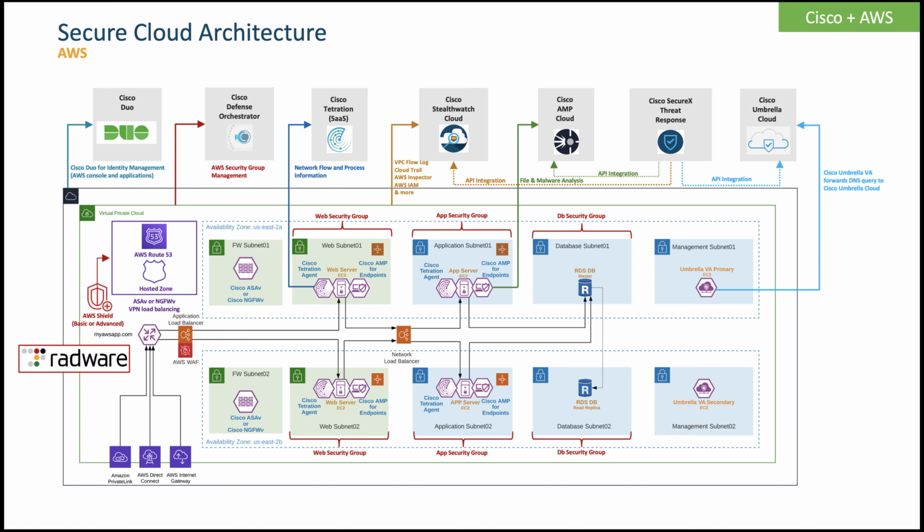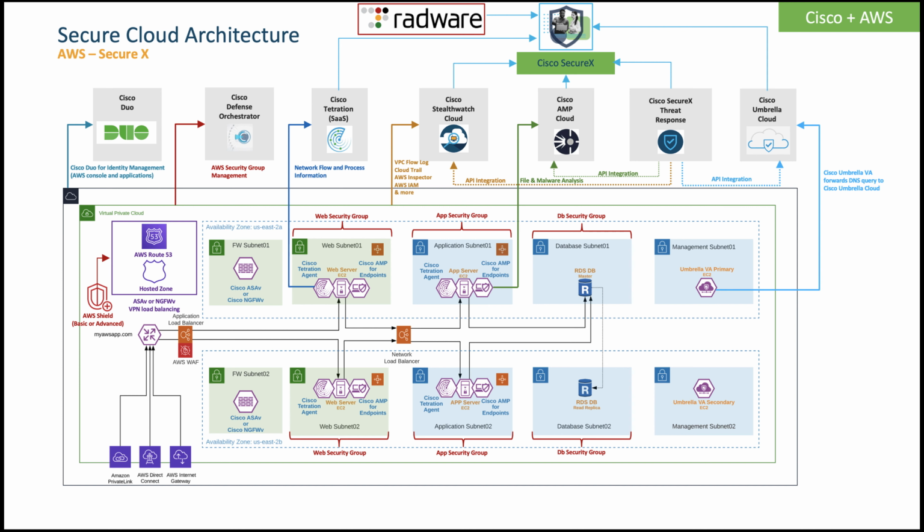And in addition to this, for WAF and DDoS, you can use Radware, or you can also enable AWS Shield capability on your AWS cloud as well.